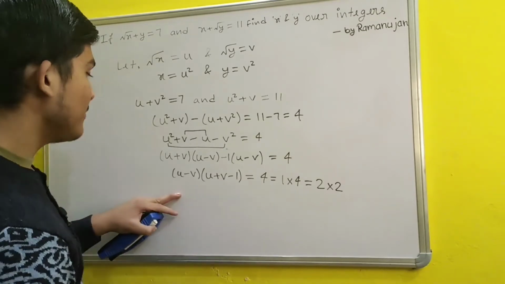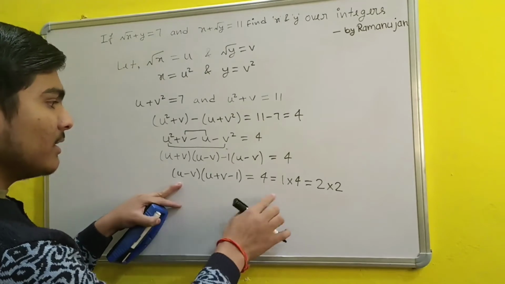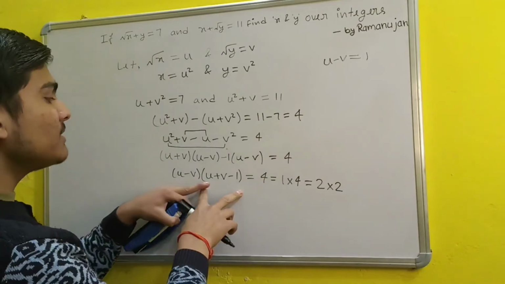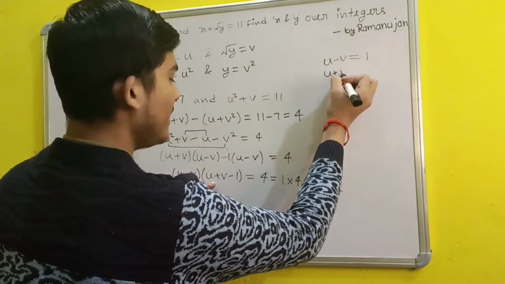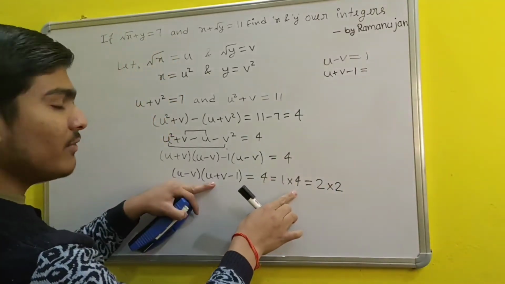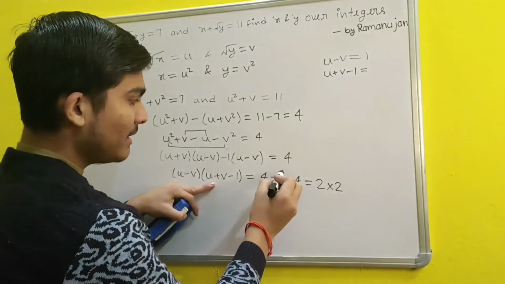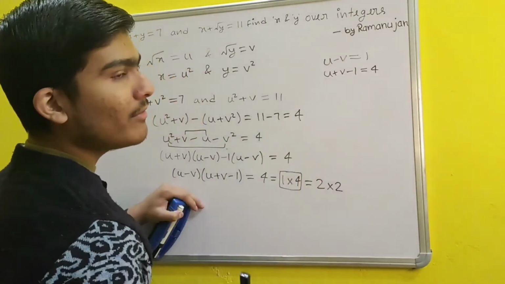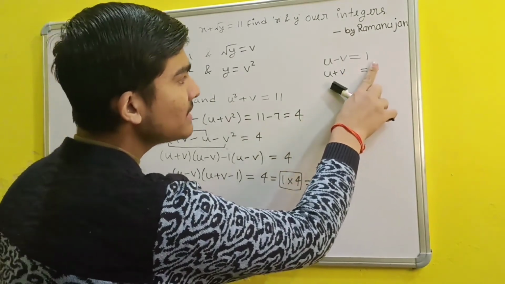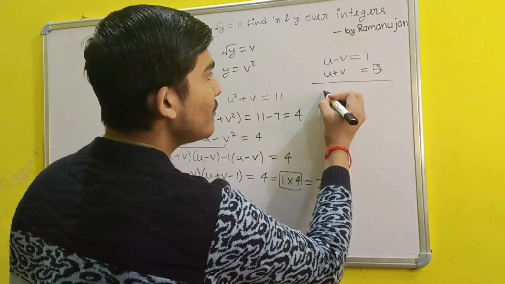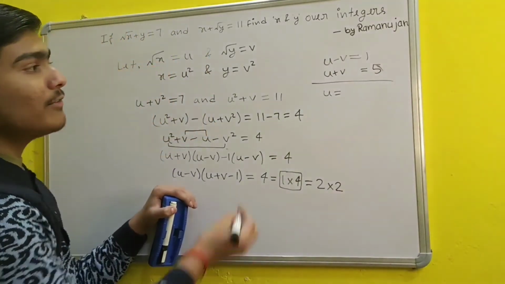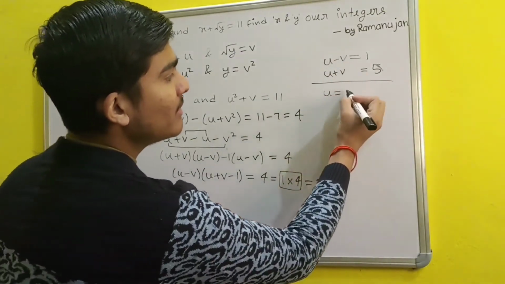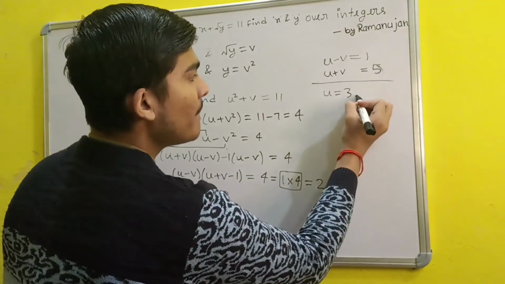Firstly, I can assume that u minus v is 1 and u plus v minus 1 equals 4. So I am firstly taking this case. After adding 1, it will be plus 5 here. We can easily find the value of u: after adding, these two will cancel out and it will be 6, and half of it is 3. So u will be 3.